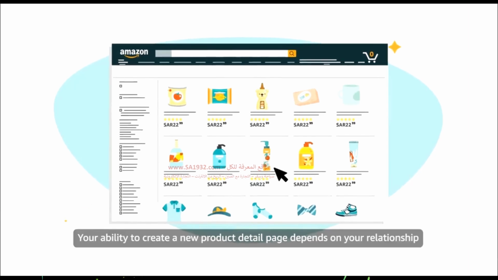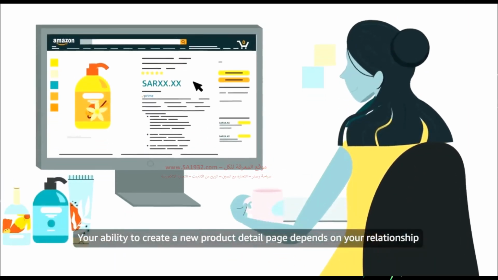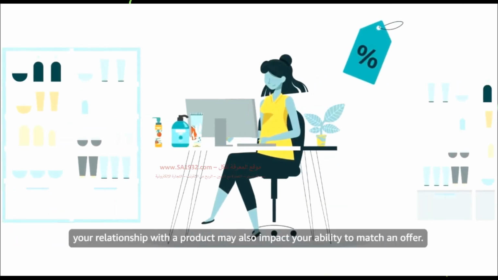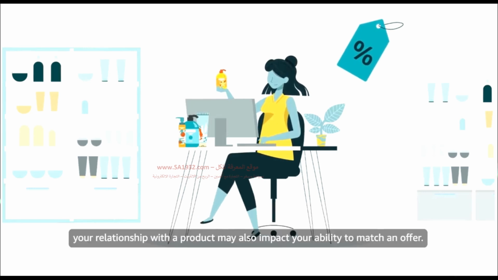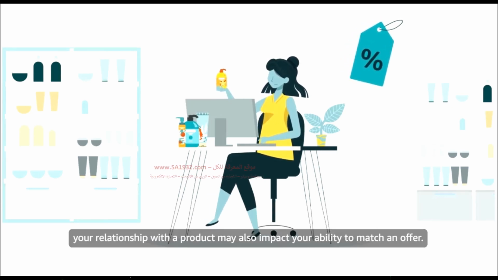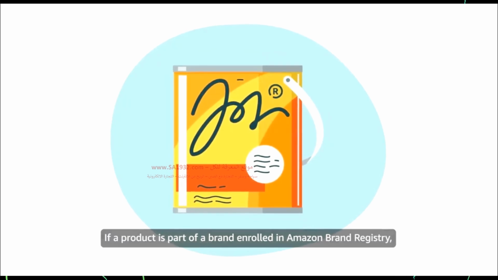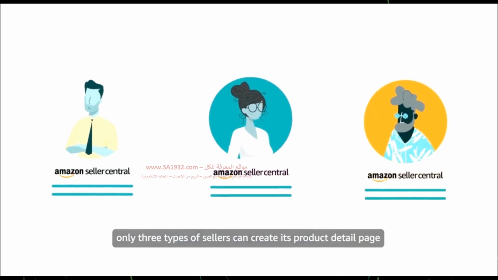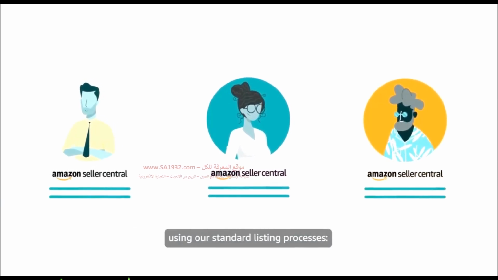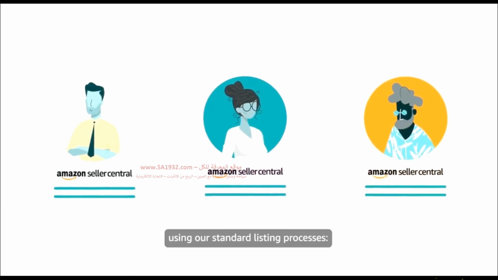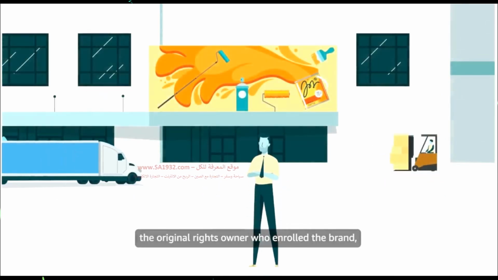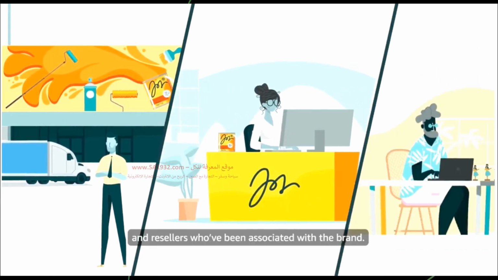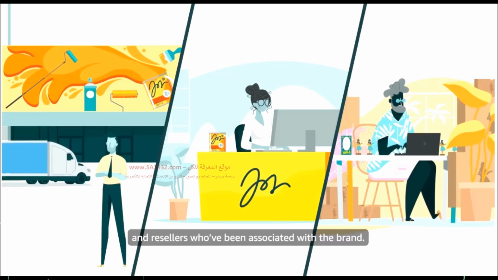Your ability to create a new product detail page depends on your relationship with the product being listed. In some cases, your relationship with a product may also impact your ability to match an offer. If a product is part of a brand enrolled in Amazon Brand Registry, only 3 types of sellers can create its product detail page using our standard listing processes: the original rights owner who enrolled the brand, other sellers internal to the brand, and resellers who have been associated with the brand.